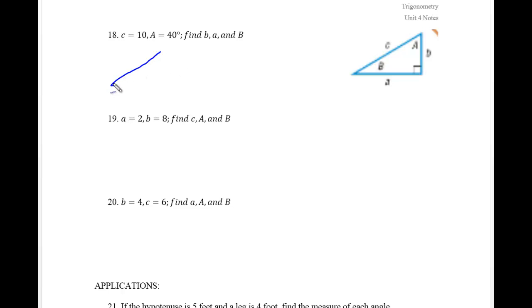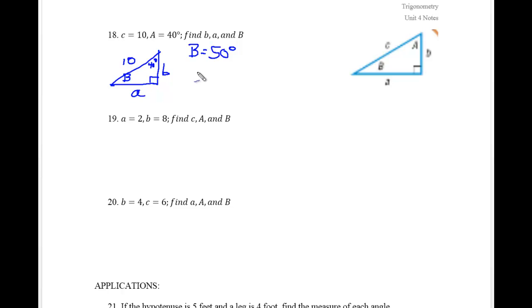Now, like before in the previous video, I'm going to make a triangle that mimics the one on the right. This time we know that the hypotenuse is 10, and we know that angle A is 40 degrees. So what we're going to find is the measurement of angle B and side length B and side length A. And again, like in the previous problems, the easiest thing to find is the missing angle. So B is 50 degrees, because 50 degrees, 40 degrees, and 90 degrees equals 180.